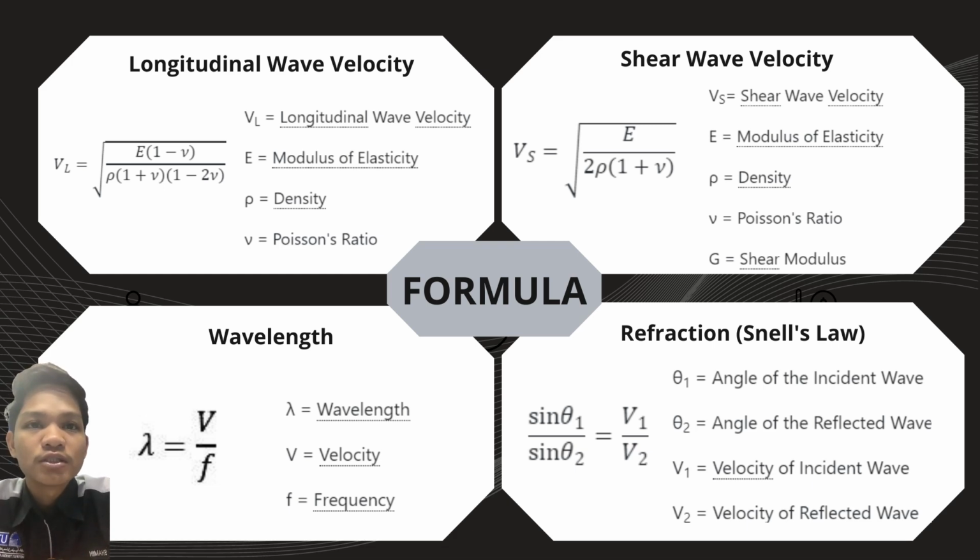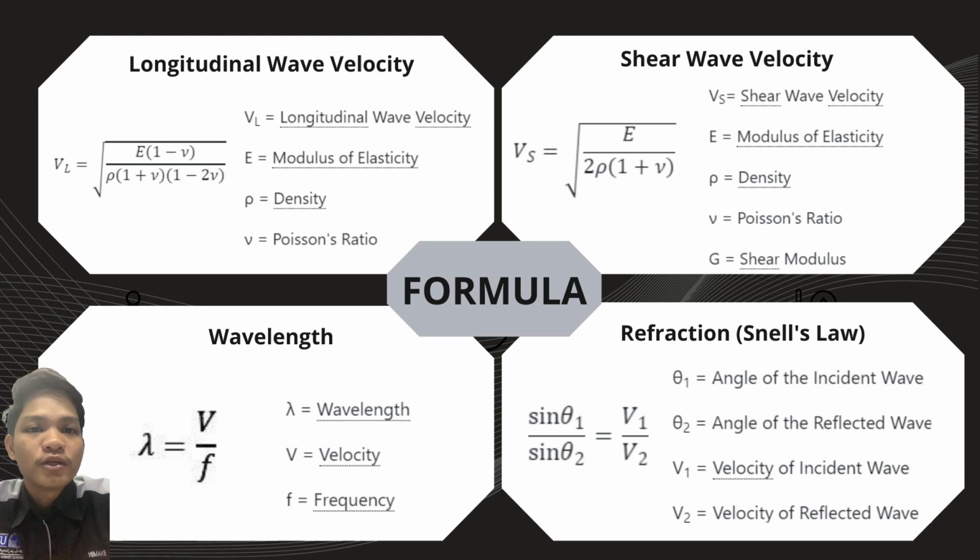The next formula is shear wave velocity. Vs equals square root of E divided by 2 rho times (1 plus V), where Vs is shear wave velocity, E is modulus of elasticity, rho is density, V is Poisson ratio, and G is shear ratio. The third formula is wavelength, which is lambda equals V divided by F.